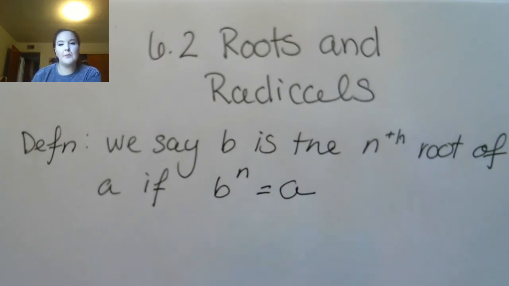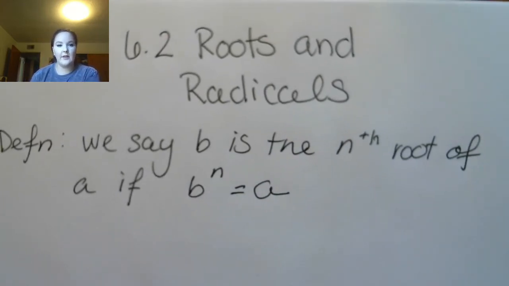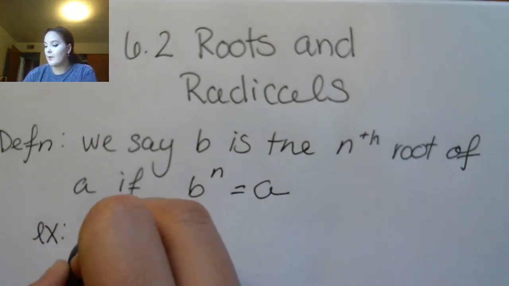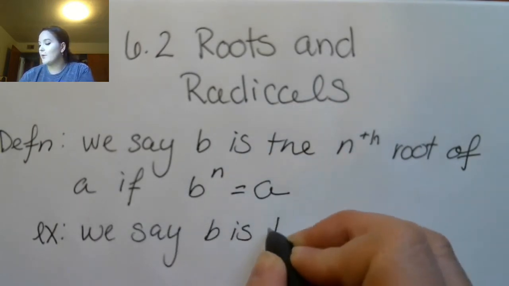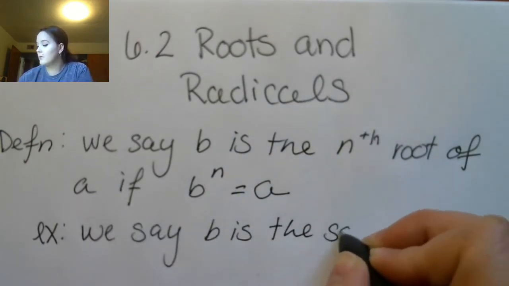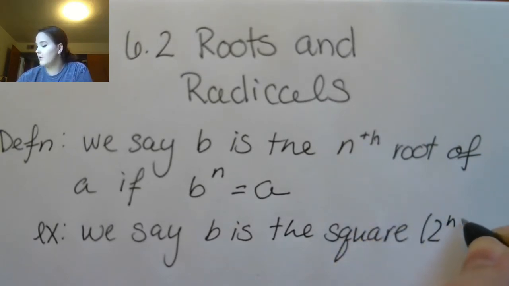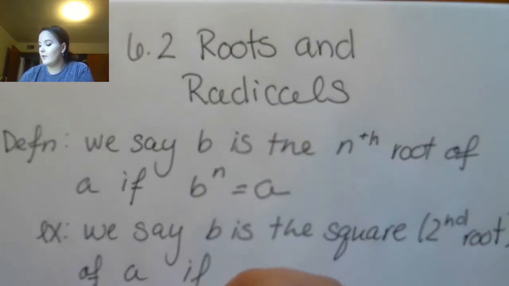Okay, so we say that b is the nth root of a if b to the n equals a. This might seem kind of strange, but for example, we say b is the square root, or second root, of a if b squared equals a.